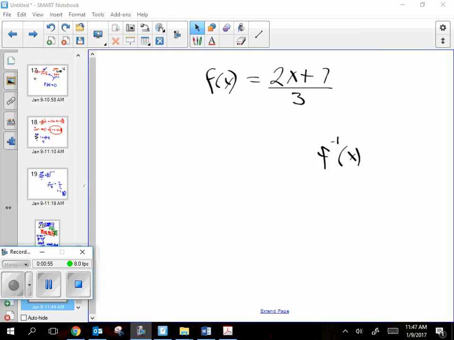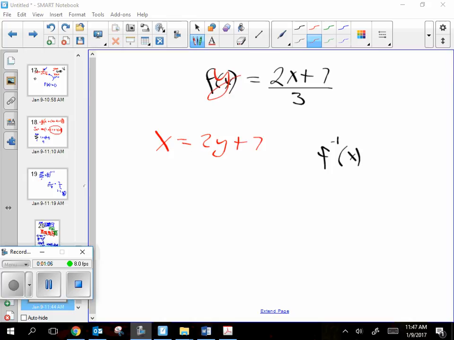Okay, so you should have said that you replace the f of x with a y, and y equals that, and then you swap the x and the y. So we say x equals (2y plus 7) over 3. Raise your hand if you started that right. Okay, good. Next, we're going to solve for y. I'm multiplying by 3 on both sides. I am subtracting 7 on both sides.